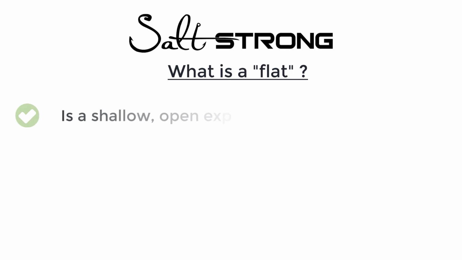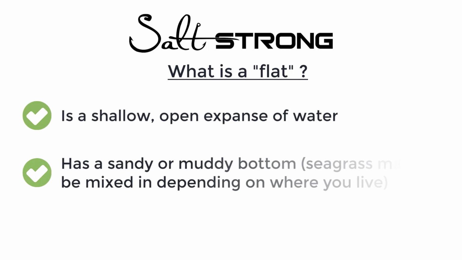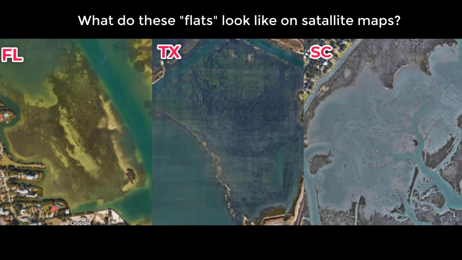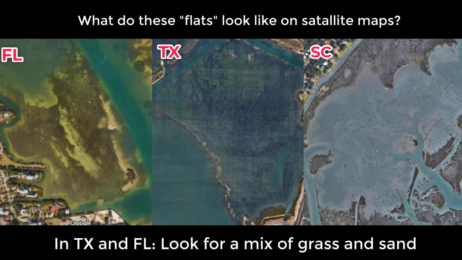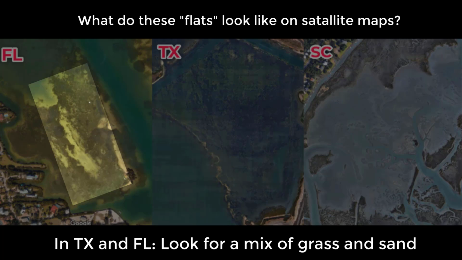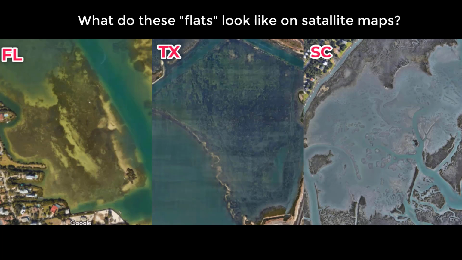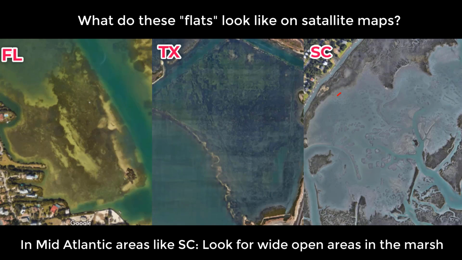So when we're talking about flats, we're generally describing a shallow, open body of water with a sandy or muddy bottom that is generally between 1 and 5 feet in depth. So what these flats would look like on satellite maps is exactly what you're seeing now. In areas like Florida and Texas, they're going to have that sand and seagrass mix, and you can easily spot them right in the middle of those wide open channels. But in areas like South Carolina, they're just going to look like these big pools of water in the marsh that don't have any creeks or grass in the middle of them, just open, expansive areas where fish can roam all around.